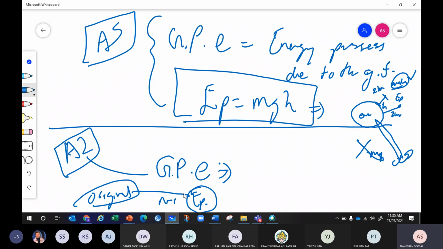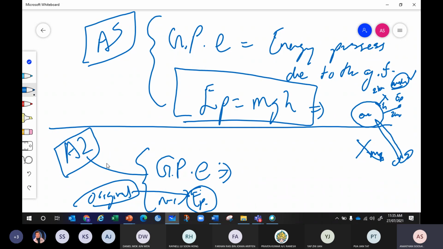This is the original formula discovered by Newton. The mgh is just a small adjustment to this formula. That's it. Okay, so this is the original one. So I'm going to introduce you to the original definition of the potential energy in this topic.